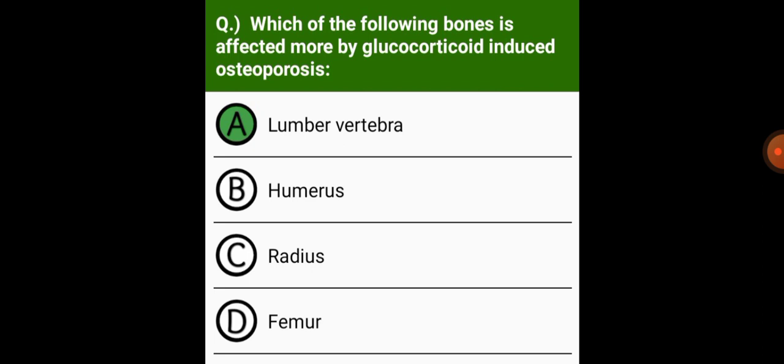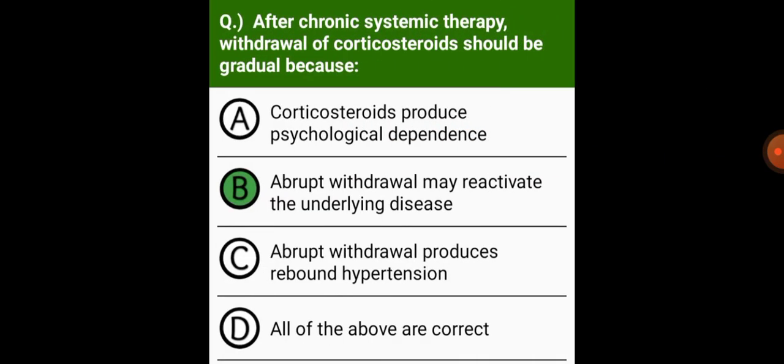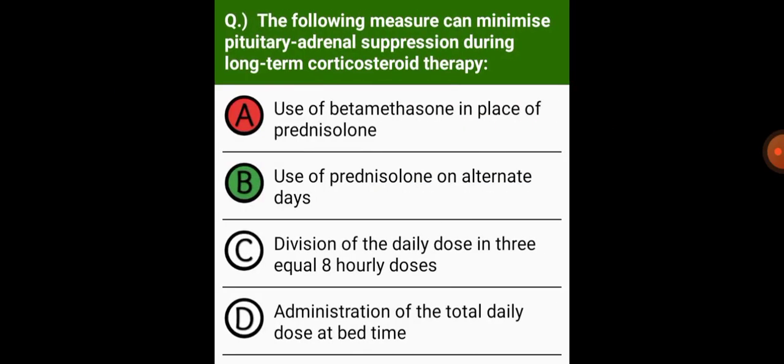Which of the following bones is affected more by glucocorticoid induced osteoporosis? Lumbar vertebra. After chronic systemic therapy, withdrawal of corticosteroids should be gradual because abrupt withdrawal may reactivate the underlying disease. The following measure can minimize the pituitary adrenal suppression during long-term corticosteroid therapy: use of prednisolone on alternate days.